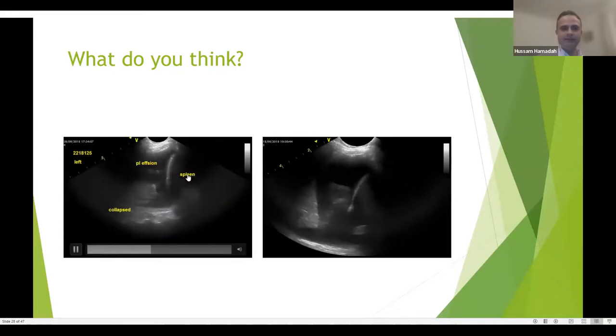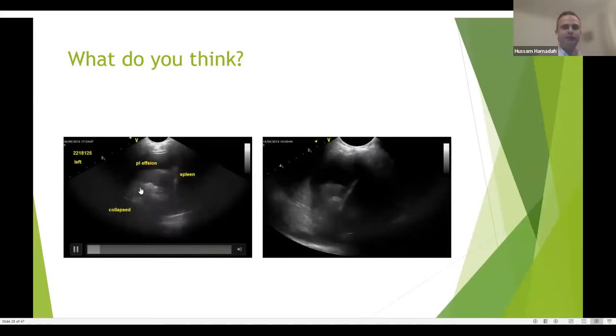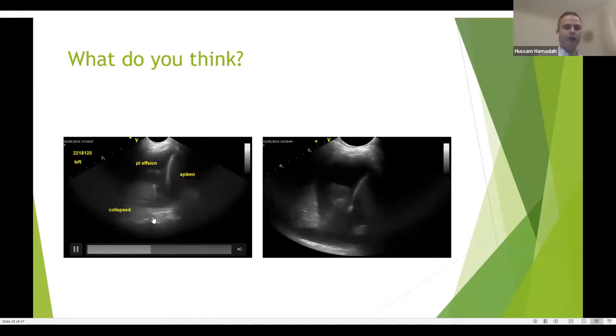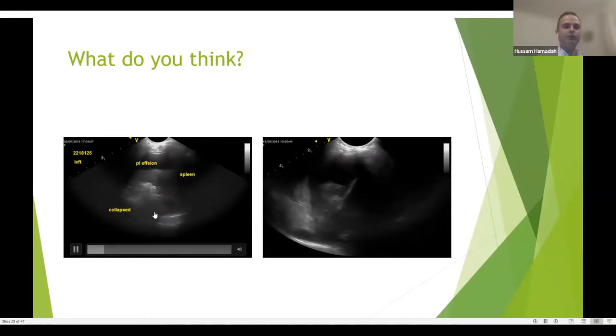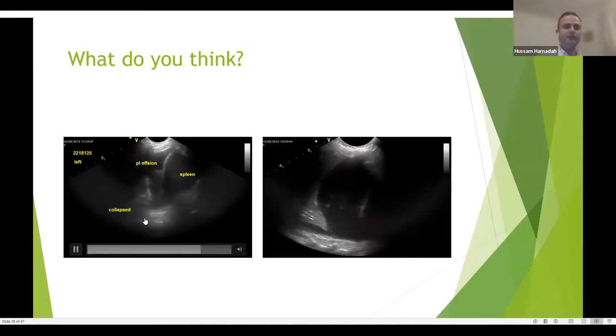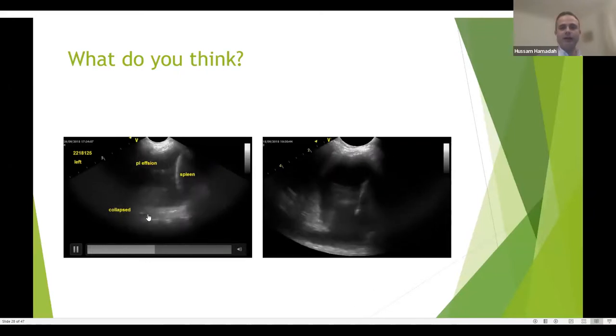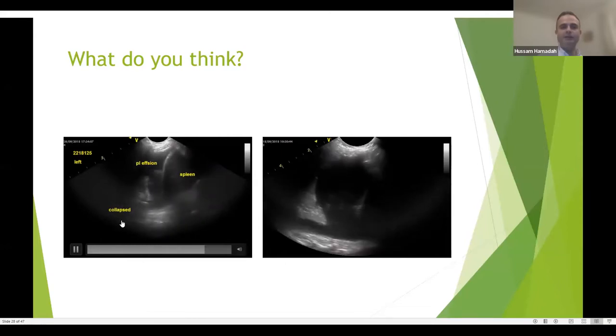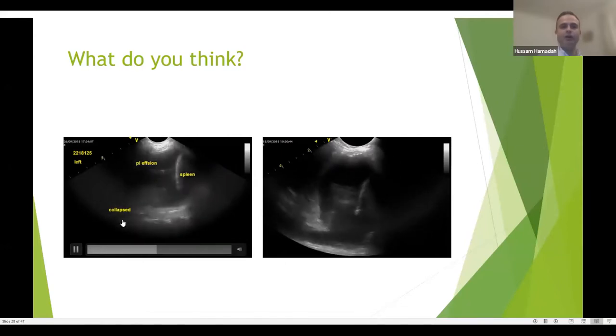thoracentesis. Here, see, this is a spleen here, this is a diaphragm, this is a collapsed lung, this is pleural effusion. If you have pleural effusion or you have significant lung pathology, you will be able to see the thoracic spine. And this is what we call the spine sign. Here, the more vertebra you see, it means that you have more lung pathology or more pleural effusion.